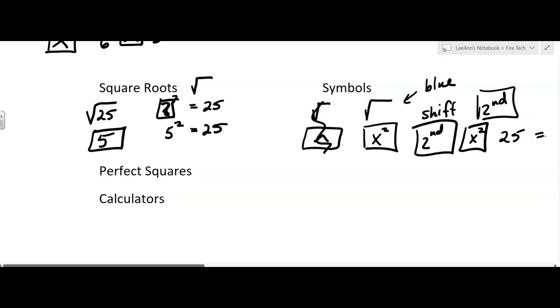Okay, you'll have to play around with that a little bit. They can help you in the tutoring lab as well. But it just takes a little bit of time to figure out your calculator and how it's going to do it. Pretty much the only symbol is square root.